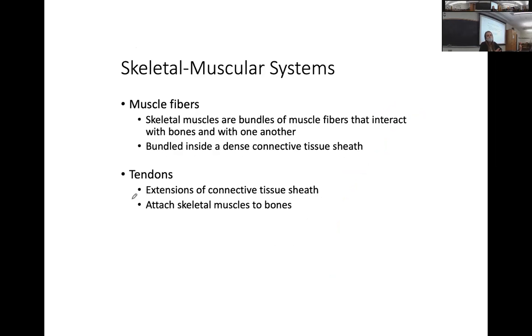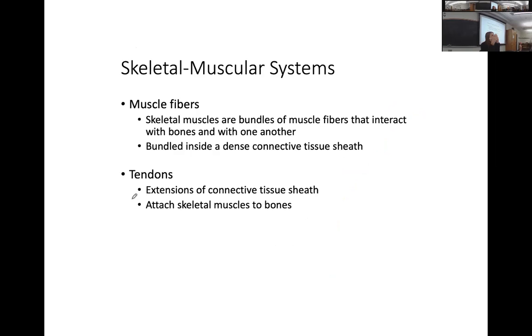All right, so they have different skeletal muscular systems. So there's muscle fibers and there's tendons. These muscle fibers, they're skeletal muscles that are bundles of muscle fibers. When I hear the word fibers, I think of string-like, web-like substances that interact with bones and one another that are bundled inside a dense connective tissue sheath.